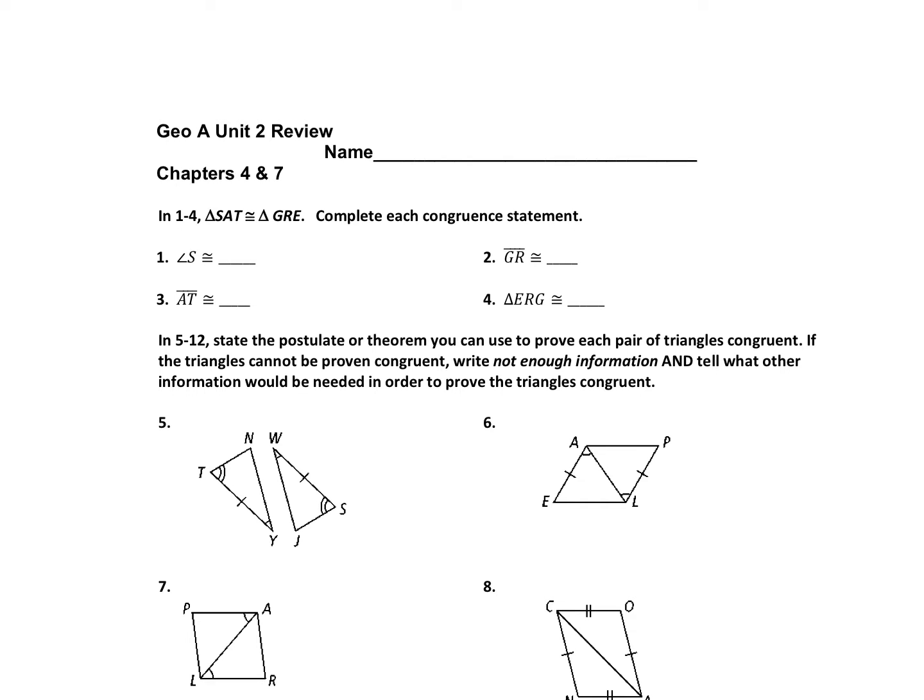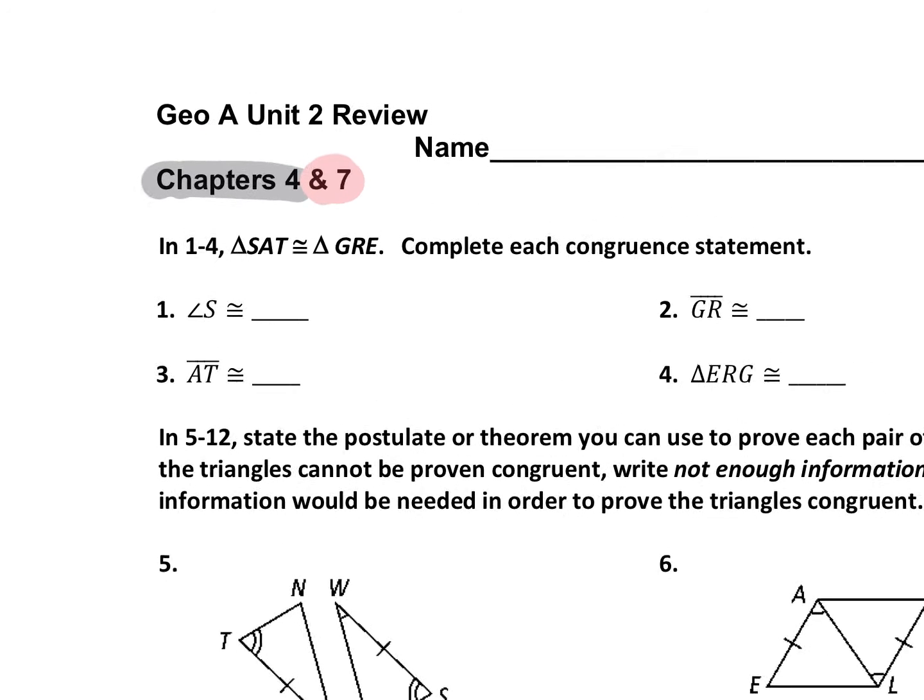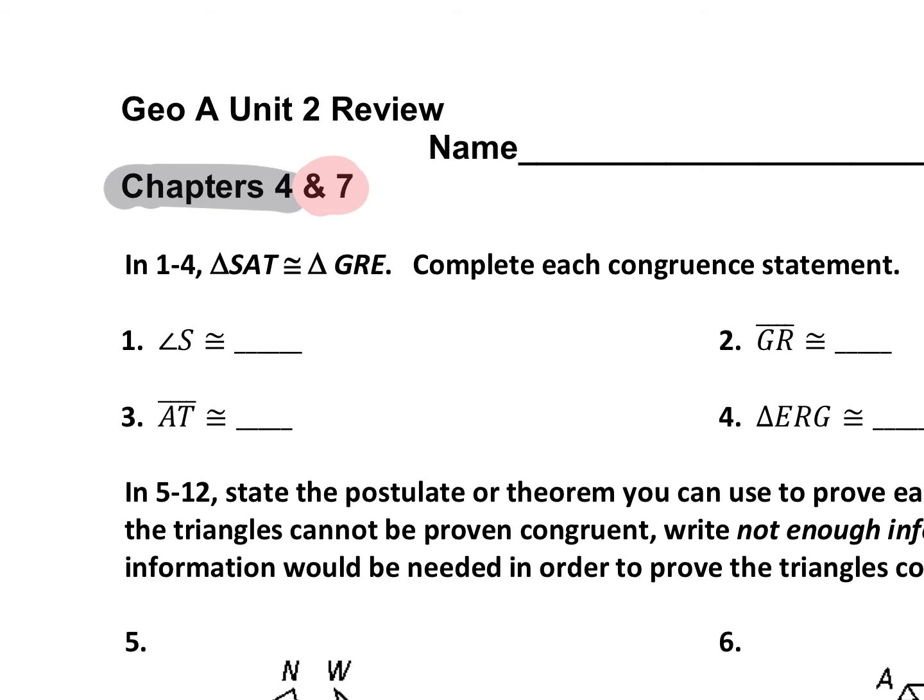Okay, so in this unit, we talked about both congruence, which was in chapter 4, and we talked about similarity, which was in chapter 7. So I'm going to go through some of these problems and explain them to you guys. First problem here, it says in problems 1 through 4, triangle SAT is congruent to triangle GRE.